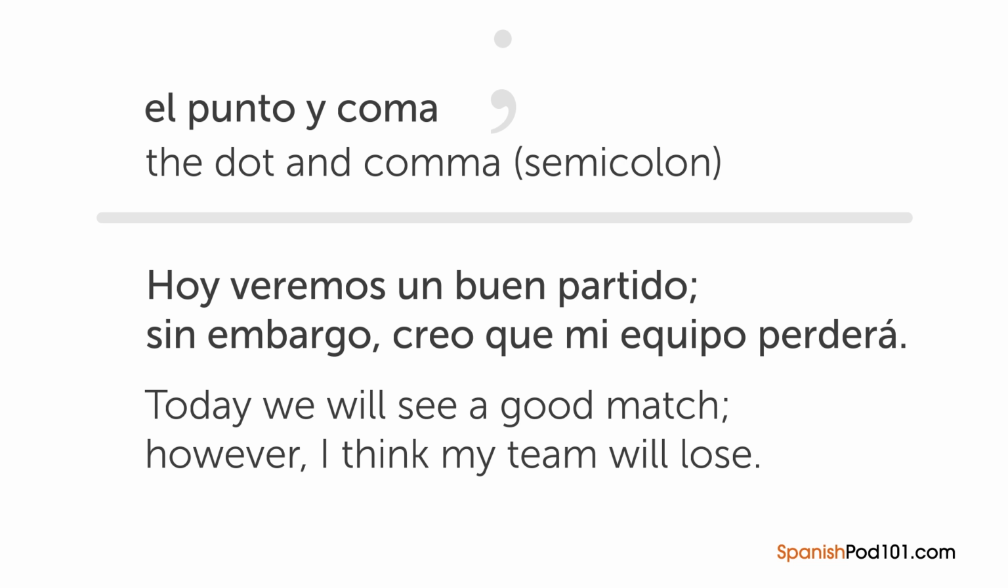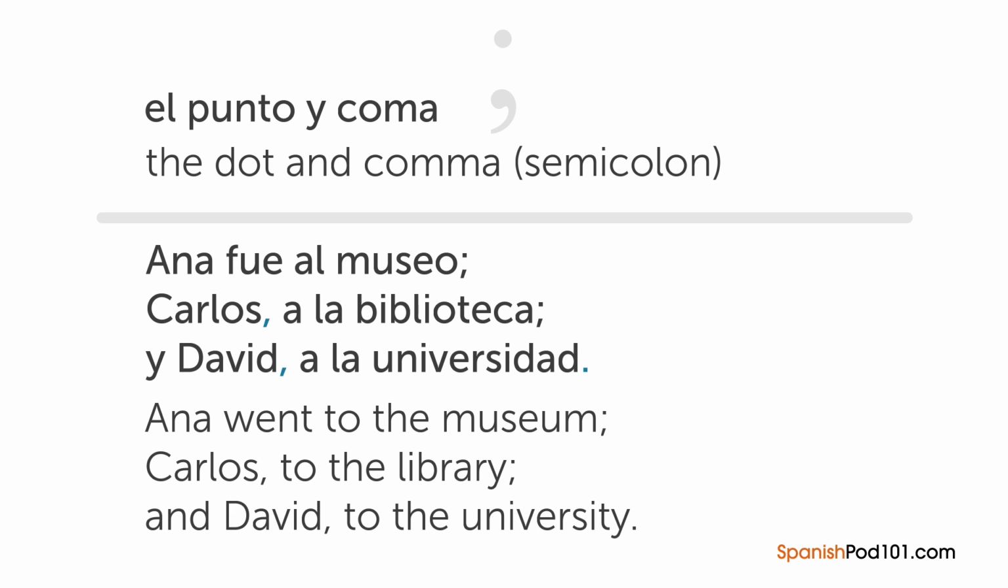For example, hoy veremos un buen partido. Sin embargo, creo que mi equipo perderá. Meaning, today we will see a good match. However, I think my team will lose. We can also use the punto y coma in a longer sentence that already has commas. For example, Ana fue al museo, Carlos a la biblioteca y David a la universidad. Meaning, Ana went to the museum, Carlos to the library, and David to the university.